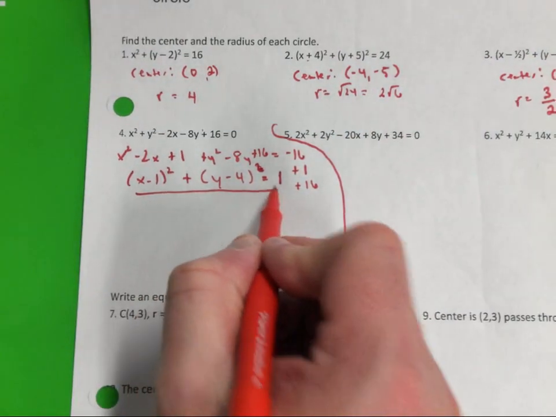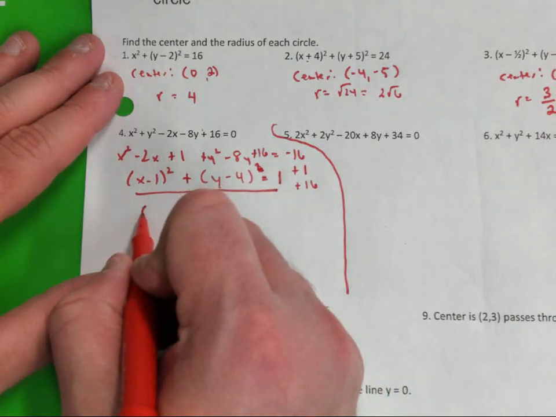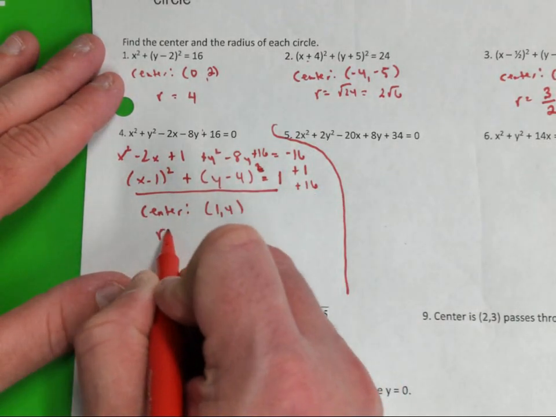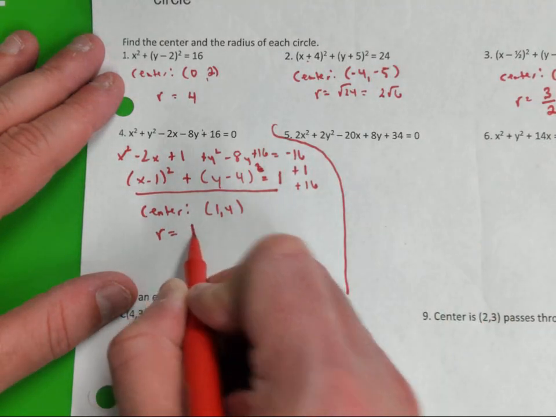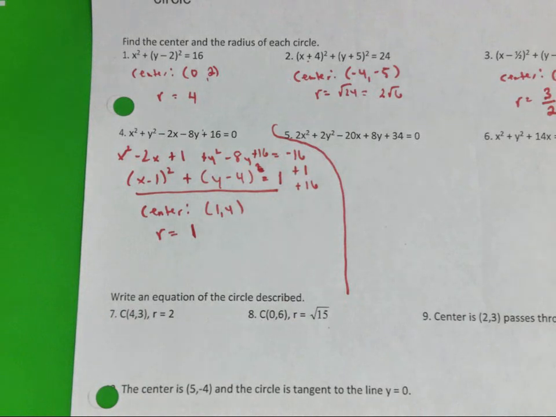So there's my equation. Now, can you tell me the center and the radius? What is my center? 1, 4. And my radius is, what's the square root of 1? 1. That's my answer. So you went from this form to standard form, which is this.